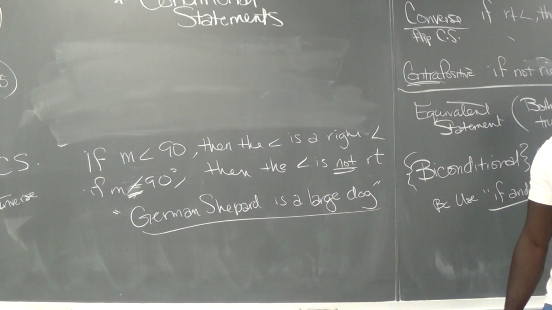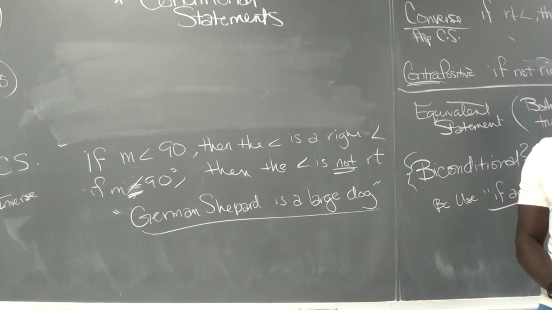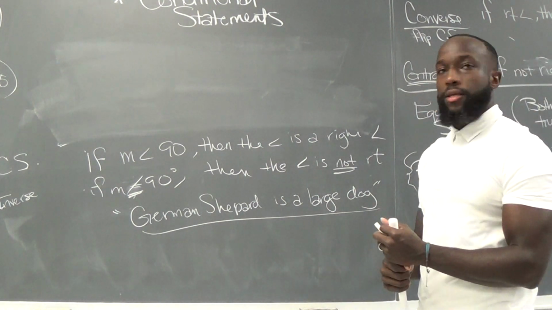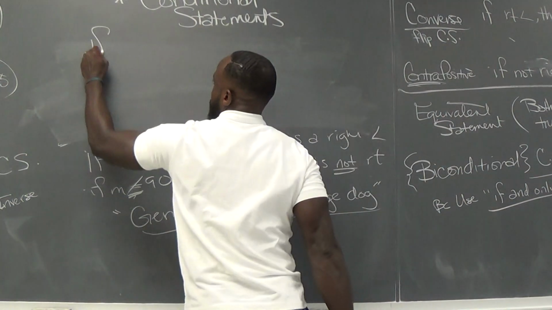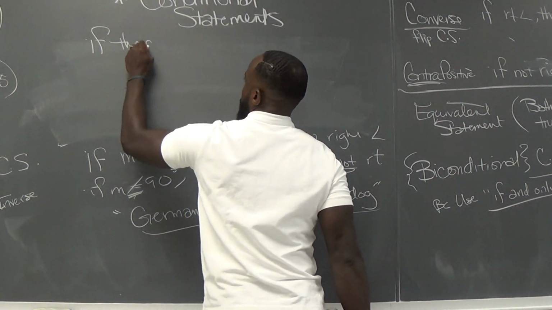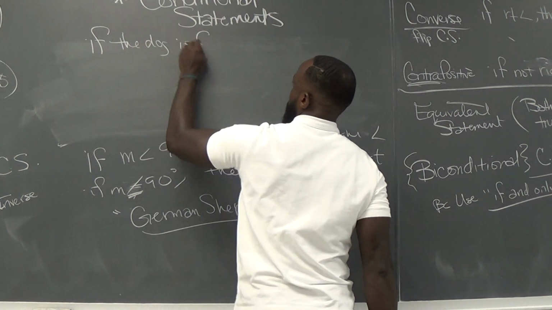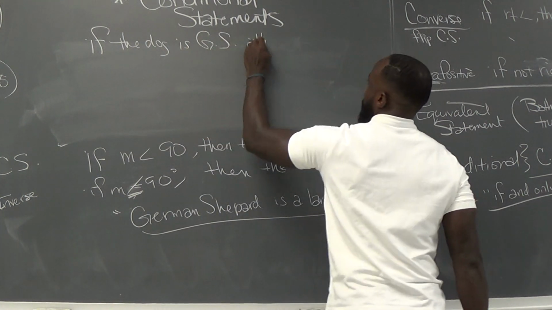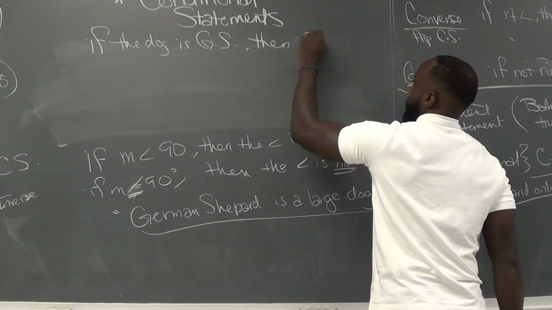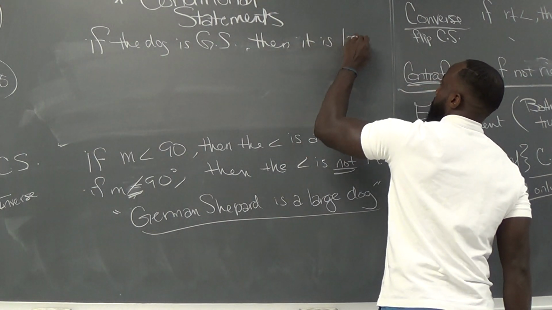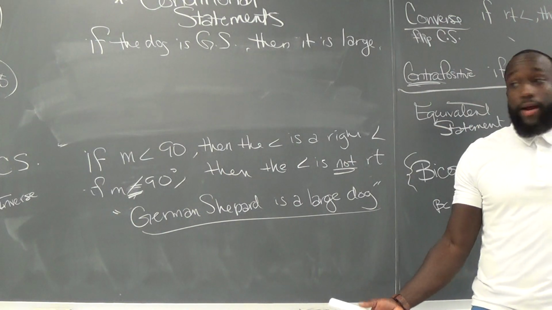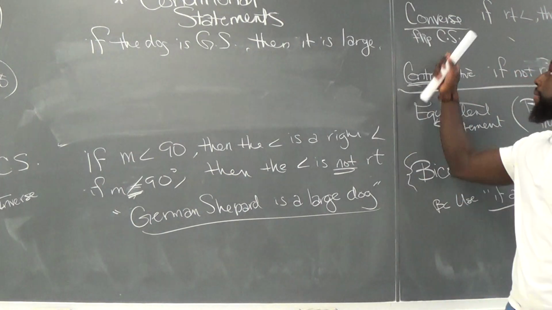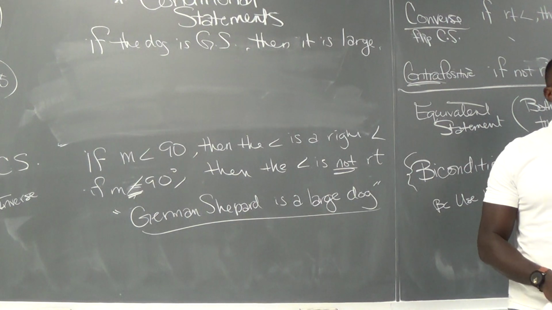So did anybody make the if-then statement? Yeah, what do you got, Molly? I said if the dog is a German Shepherd, then it's a large dog. Right. If the dog is a German Shepherd, then it is a large dog. That's a conditional statement. Good. Now, make the converse. Make your converse statement.